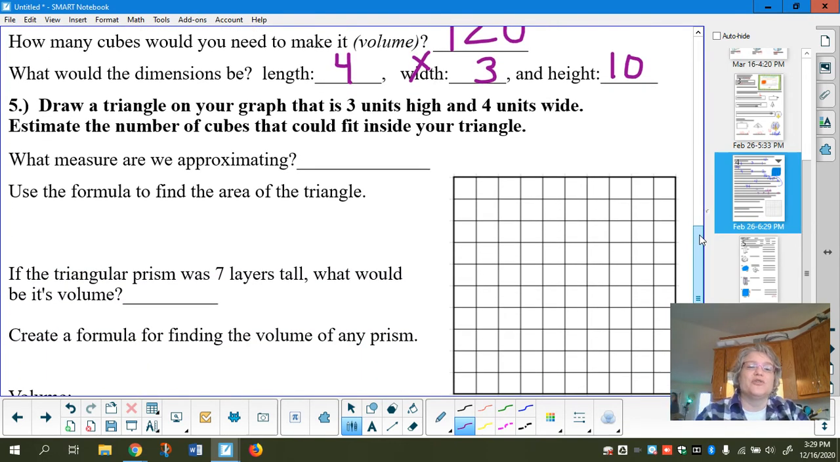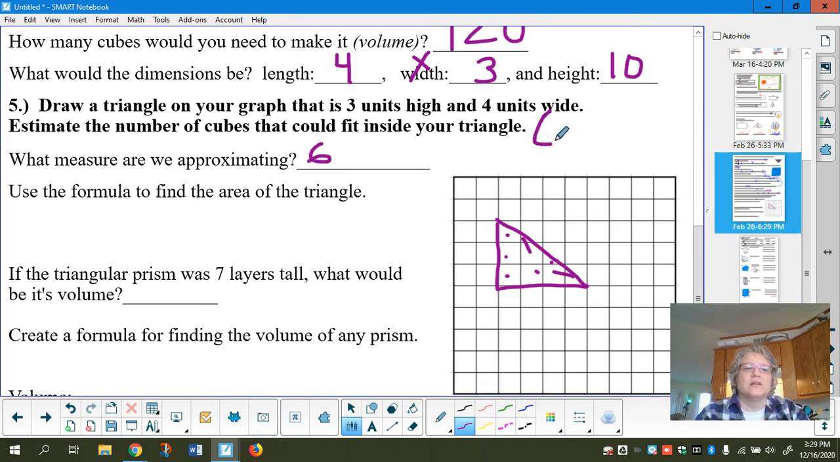Draw a triangle on your graph that is 3 units high and 4 units wide. Let's draw it right straight up and down. 3 by 4. Now I'm going to just connect it like this because it's a triangle. So I made a right triangle. Estimate the number of cubes that could fit inside your triangle. So 1, 2, 3, 4, 5, 6.